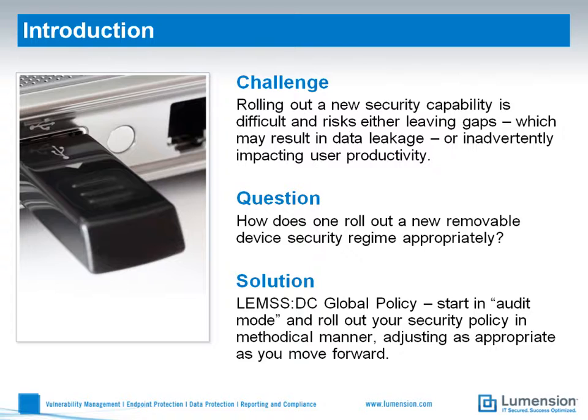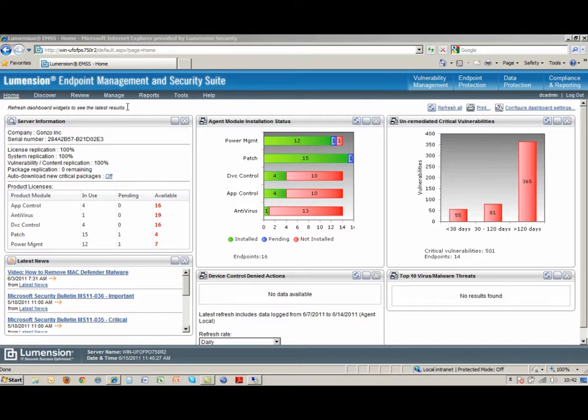Rolling out a new security capability is oftentimes difficult and risks either leaving gaps which result in data leakage or inadvertently impacting productivity, which results in an uproar from your users. In most organizations, one can't simply move from no policy to full-on control across all groups and users in an instant. So, Chris, how does one roll out a new removable device security regime appropriately?